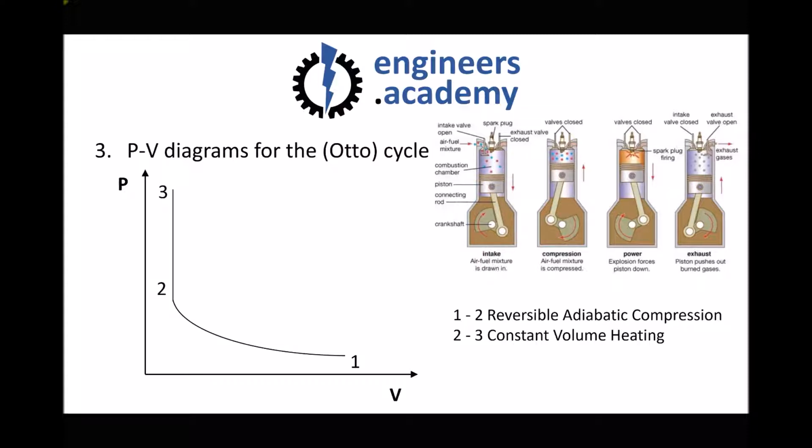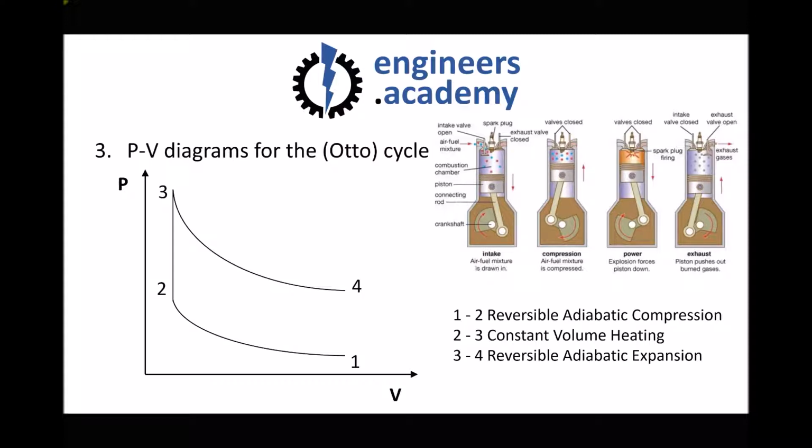So next, moving from 3 to 4, we have reversible adiabatic expansion. Now reversible adiabatic expansion once again assumes that no heat's lost to the surroundings, and what we're seeing is the pushing back of that piston head. So this is the second stage of the power stroke, if you like. The gas is rapidly expanding and forcing the piston back down the cylinder.